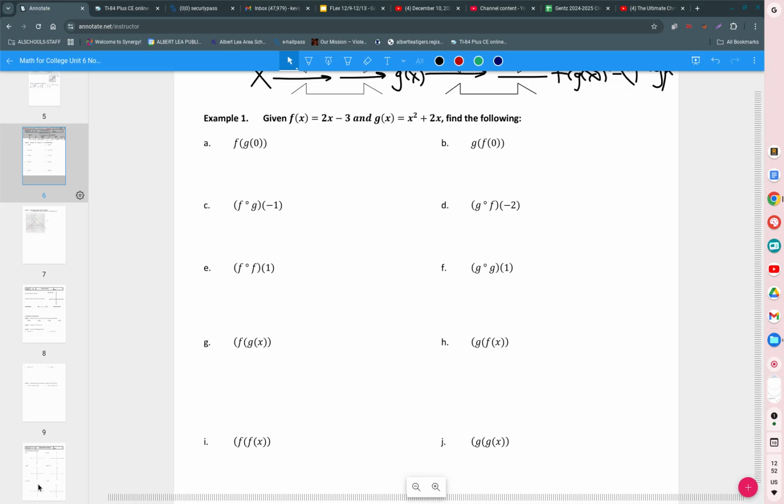All right. So this says to compute f of g of 0. What that means is I'm going to take 0 and plug it in for g. So I have 0 squared plus 2 times 0. Notice I get 0 plus 0 is 0. That's not the result. That's what g of 0 is. I now take that 0 and plug it in for f. So I have 2 times 0 minus 3, which is negative 3.